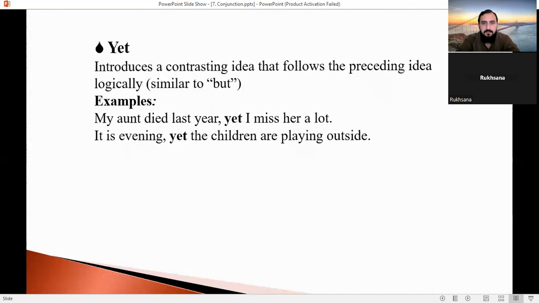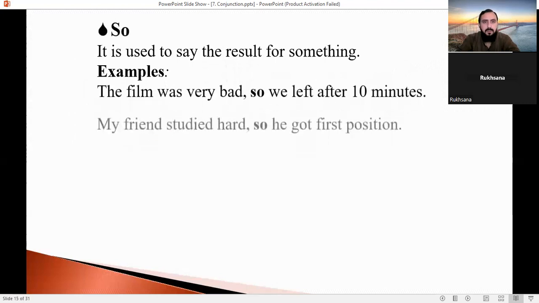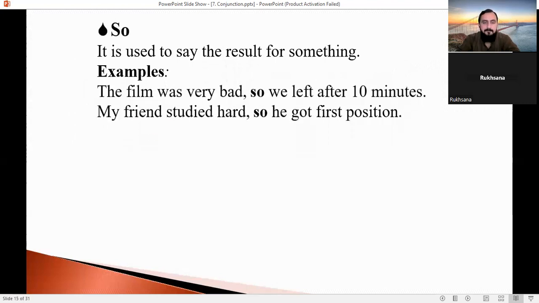"So" is used to say the results for something. Example: the film was very bad, so we left after 10 minutes. My friend studied hard, so he got first position. "So" is used to show the result of something.